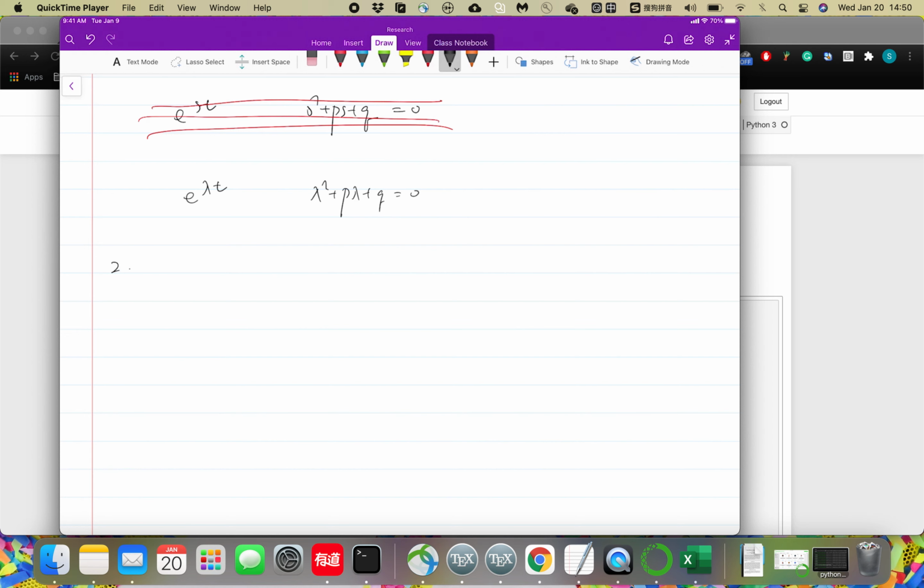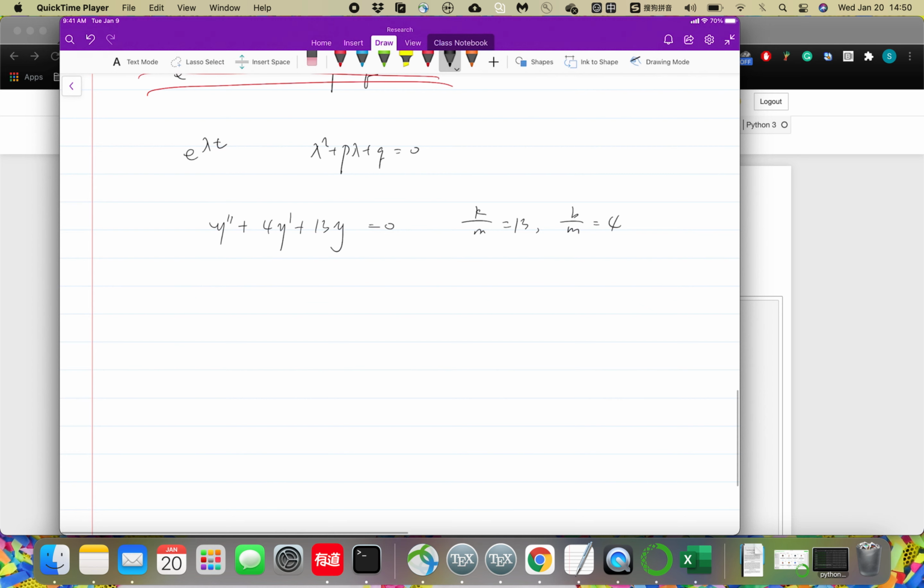With that in mind, do I want to do an example? Let's just do a quick example. Let's say this is what we get from a spring mass system. Somehow, k over m equals 13, b over m equals 4. We just pick the numbers to be nice. So we got the friction and we got the spring constant. Now what you should do is you should simply change it to a system. Actually, we already have the formula, so I will just skip it.